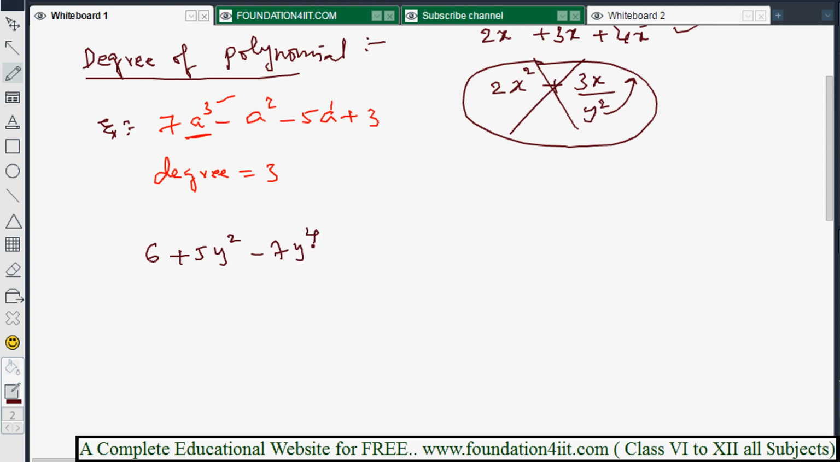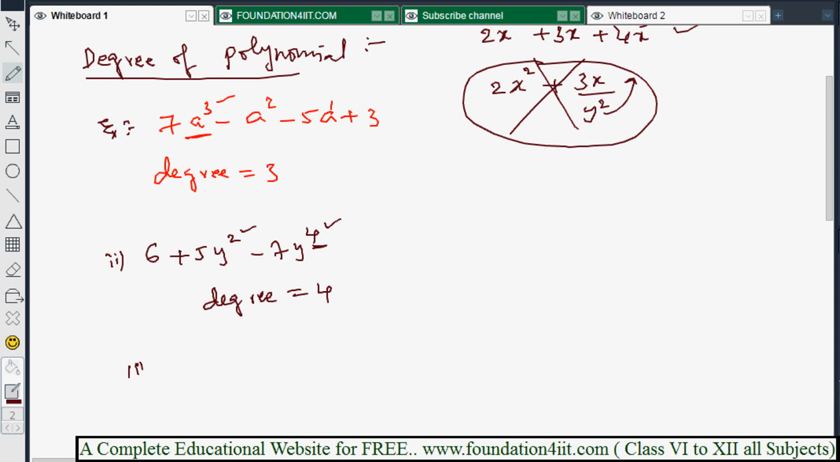So it's a polynomial because all the powers are positive. And degree: the degree of this is here y square and y power 4. So 4 is highest. So the degree of this polynomial is 4. Now let's see one more example.